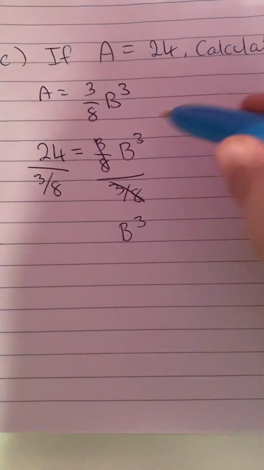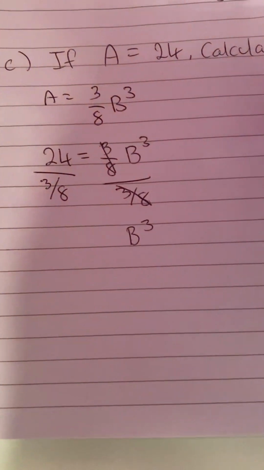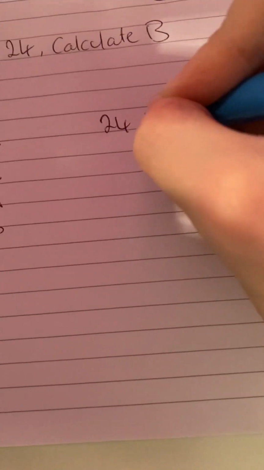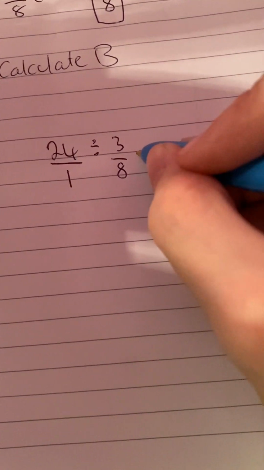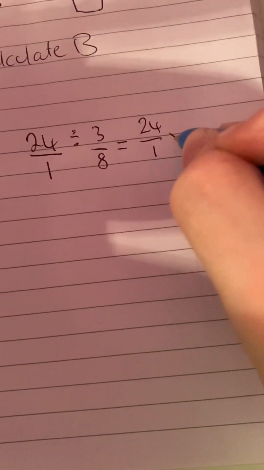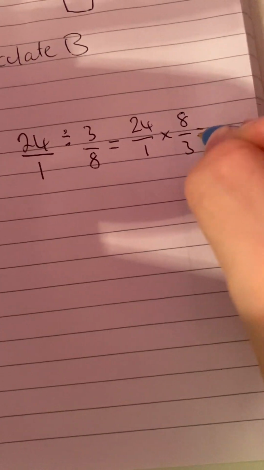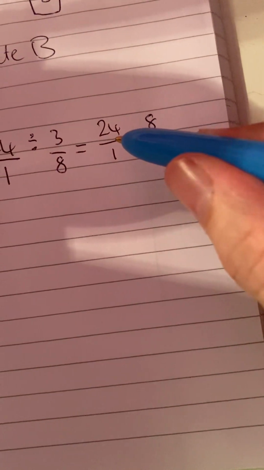And then let's have a look at this. 24 divided by 3 over 8. I'm going to do a separate calculation over here. If you remember, 24 as a fraction, I can write that as 24 over 1. So this is the same as 24 over 1 times 8 over 3. And now we just do this as a multiplication.